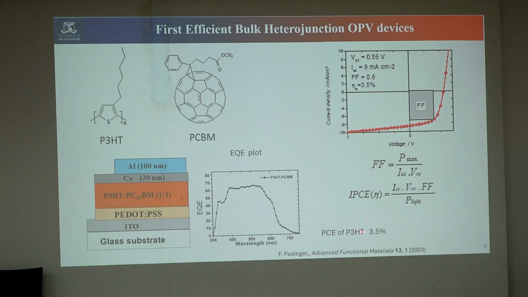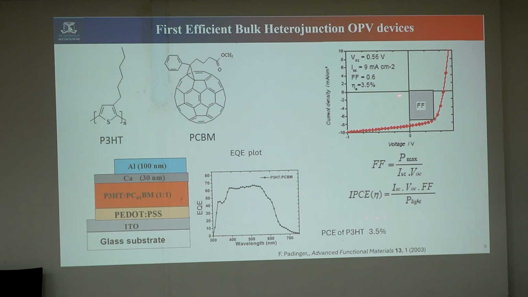So here we are getting 3.5. This is a very early stage; in 2003 they got 3.5. Just now you saw how the improvement has been going on, starting from 3% in 2003 to a 20.4% device now, in about 20 years' time. So this is the evolution and development of the organic solar cell.